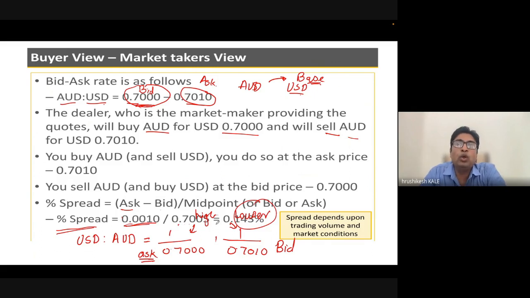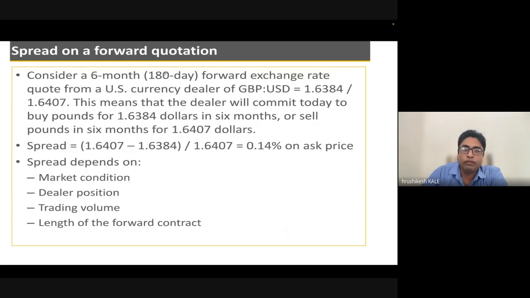Higher the spread, lower is the liquidity. That we will see in our next slide. Consider a 6 months forward exchange rate quote of a US currency dealer. So GBP to USD. GBP will be your base, USD is your price currency. This is your bid and this is your ask. You can even write it like this. This rate is a forward rate because it's considered for 6 months. Now, you can calculate the spread, but from this side, I'm going to tell you two things on what parameters the spread depends.